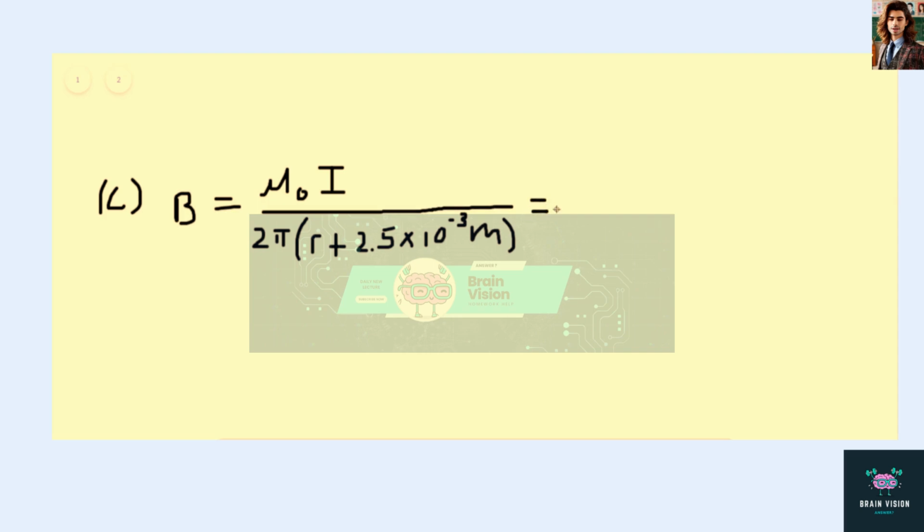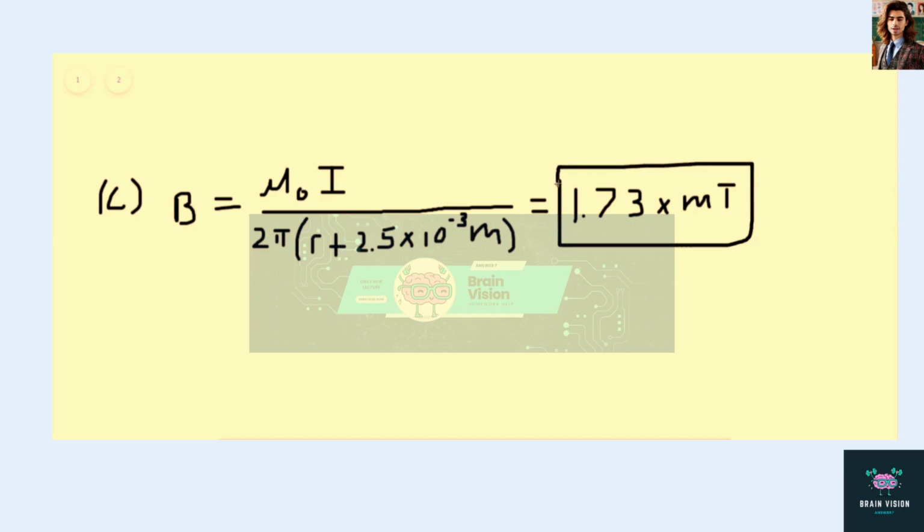Plugging those values in, we find that this magnetic field is equal to 1.73 times 10 to the minus 3 Tesla, or 1.73 millitesla. And we can box that in as our solution to part C, and that's the final part of our question.